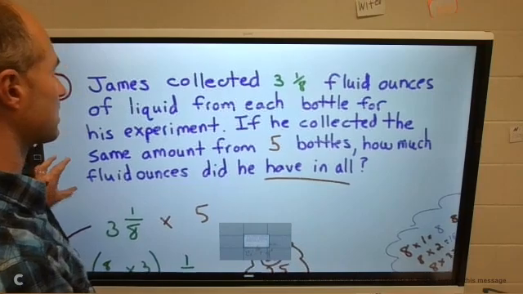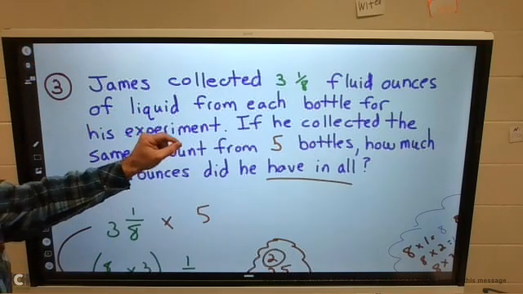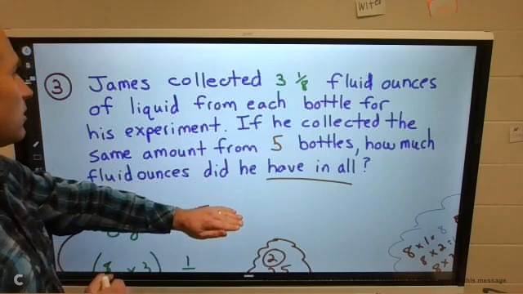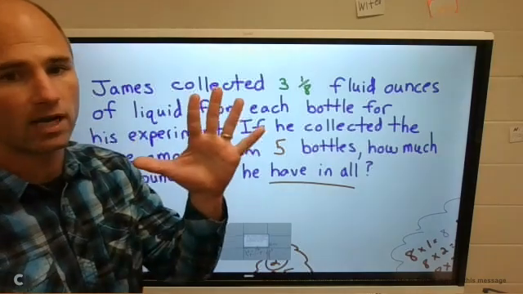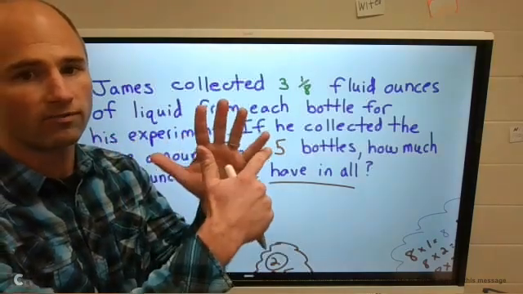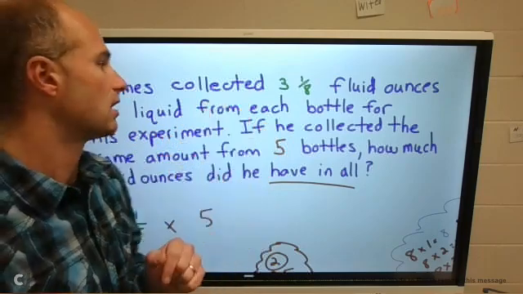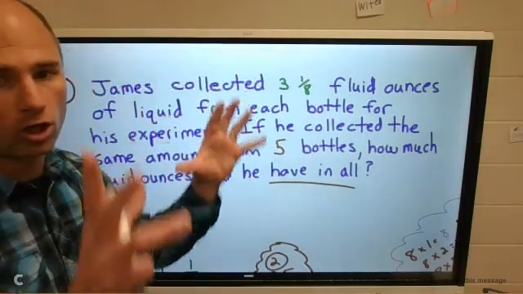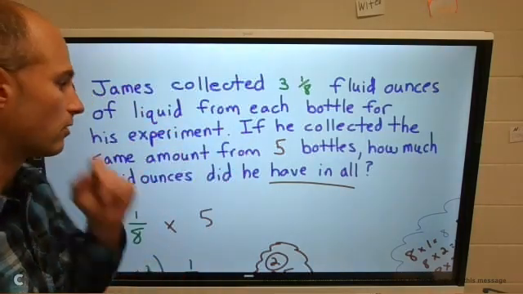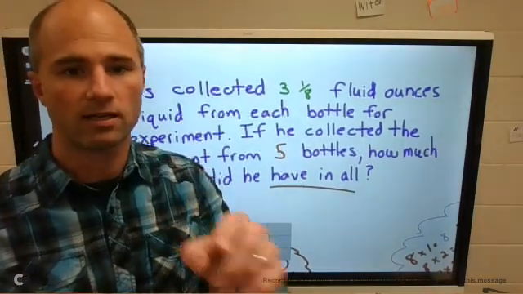We have James. He's collecting 3/8 of a fluid ounce of liquid from each bottle for his experiment. If he collected the same amount from 5 bottles, 1, 2, 3, 4, 5, that's 3/8 each time. How many fluid ounces did he have in all? Go ahead, hit the pause button, and solve this problem now.